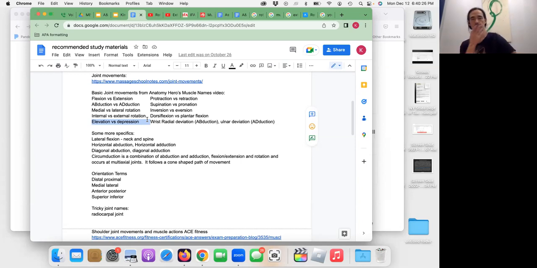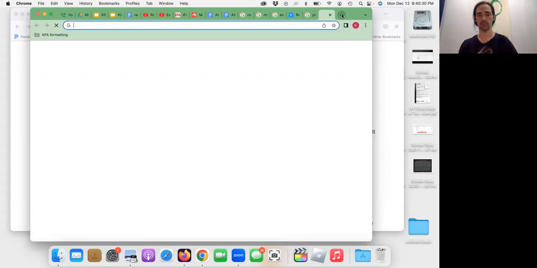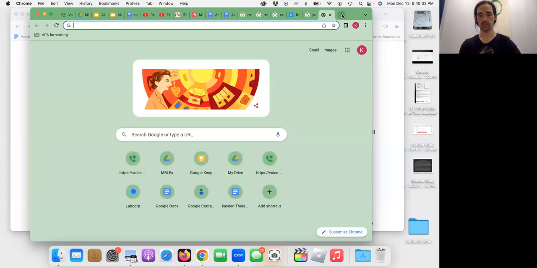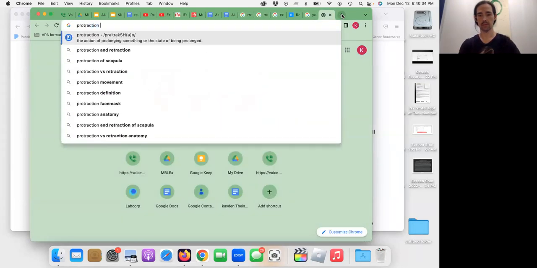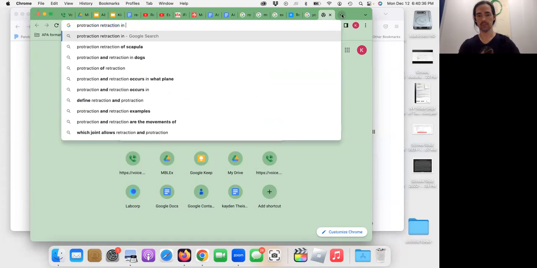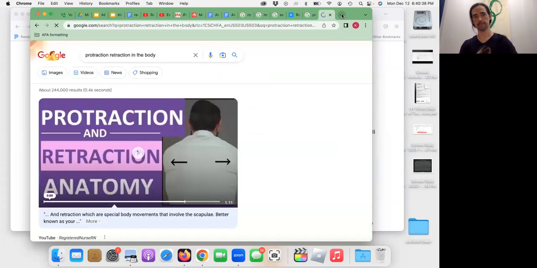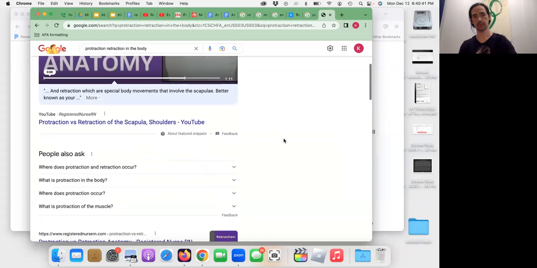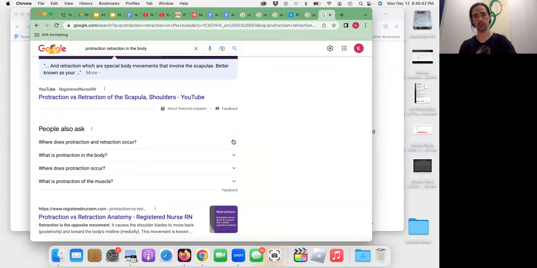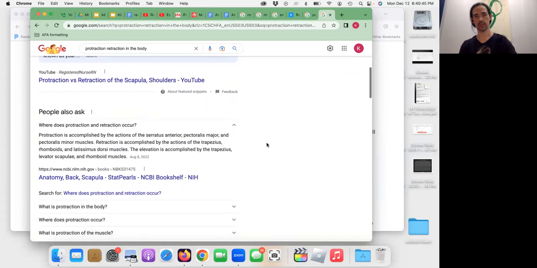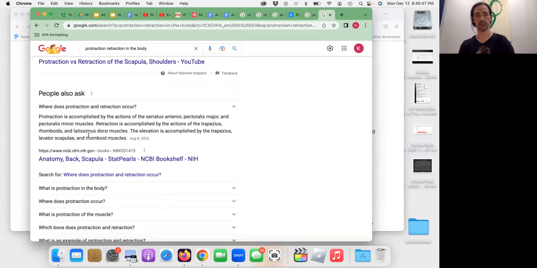Let's see, is protraction and retraction used anywhere else in the body? Yeah, there's the shoulder blades. Where does protraction come from? Serratus. Okay. Oh, this is always useful. Don't worry, we're not going to spend a long time surfing the web tonight. It's not going to be like last time.